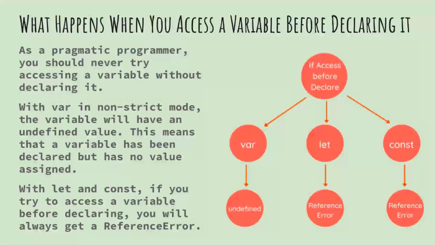Now it's time to understand our third concept: what happens when you access a variable before declaring it. Out of curiosity, I have tried to access a variable before declaring it, and the results were shocking. A variable that is declared with the var keyword will give you the undefined value. This means that the variable has been declared but no value is assigned. With let and const, you will get a reference error.